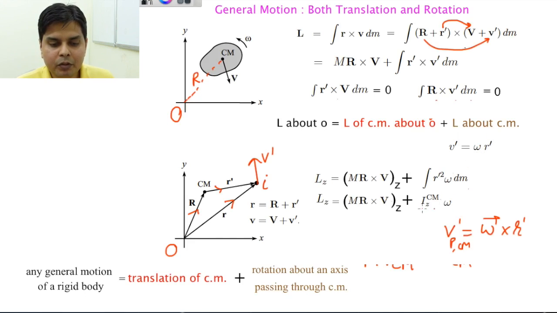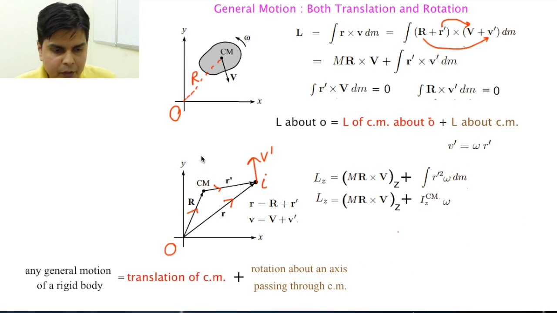So this Lz, that is the Z component, I can write as m R cross V. I have taken the Z component, that's why I have written Z in brackets here, will be R prime squared omega dm. Now what is this thing? This is the moment of inertia about an axis passing through center of mass. So this is Iz center of mass into omega.